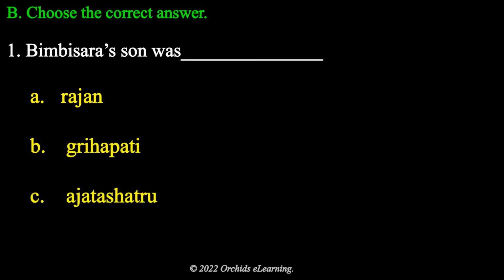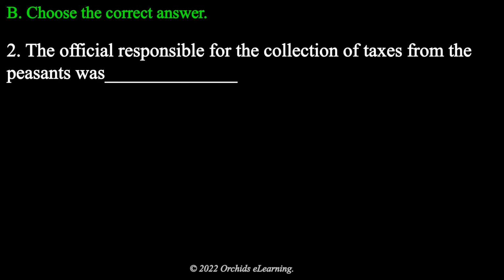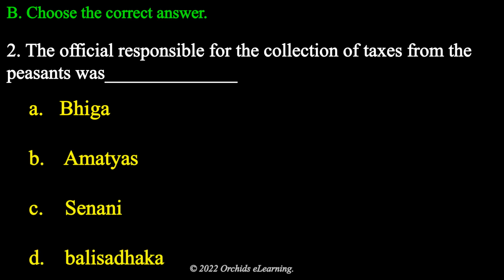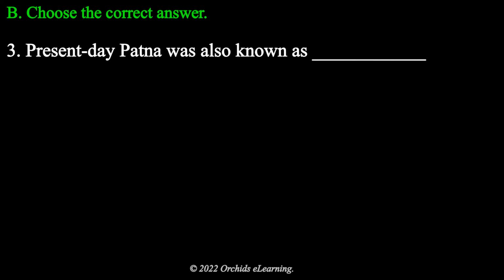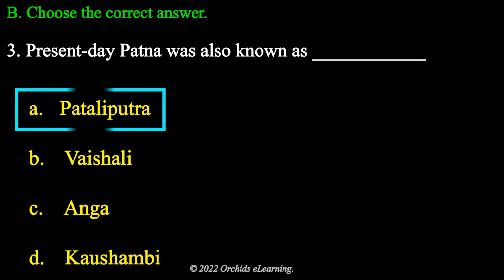Choose the correct answer. Bimbisara's son was C. Ajatashatru. The official responsible for the collection of taxes from the peasants was D. Balisadhaka. Present-day Patna was also known as A. Pataliputra.